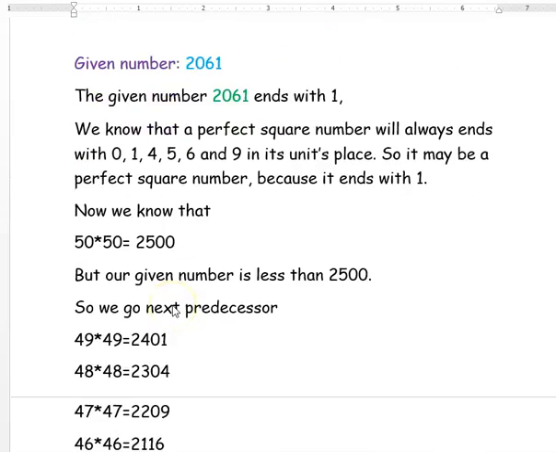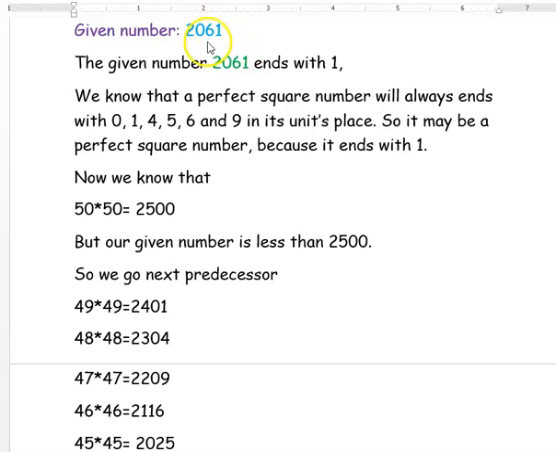The next number given is 2061. Here it ends with 1. We know that a number ending with 1 in its unit place may be a perfect square number, but we don't know whether it is exactly a perfect square or not. So we are finding that out now.